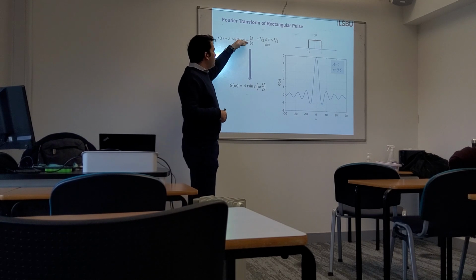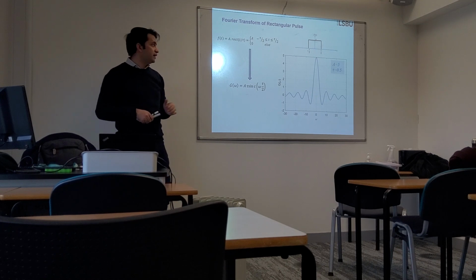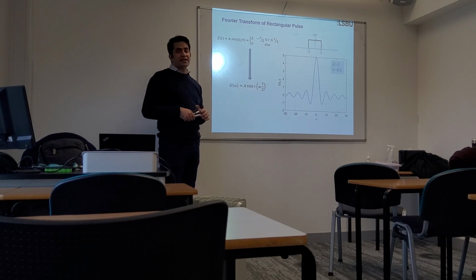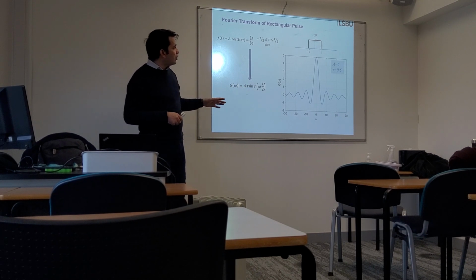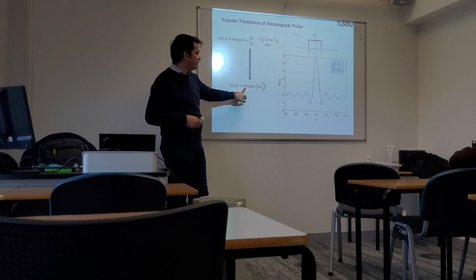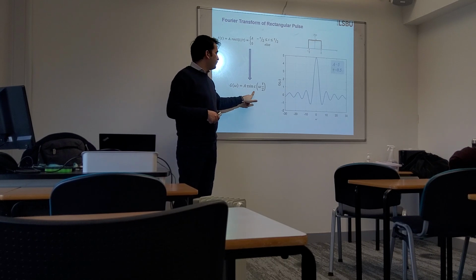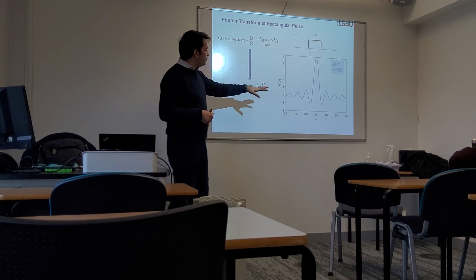And when we found the Fourier transform for this specific signal, we came to know that it was a sinc function. And we all know that a sinc function looks like this. So if you put some values, for example, if we take A equals 5 and tau equals 0.5, we can plot this.